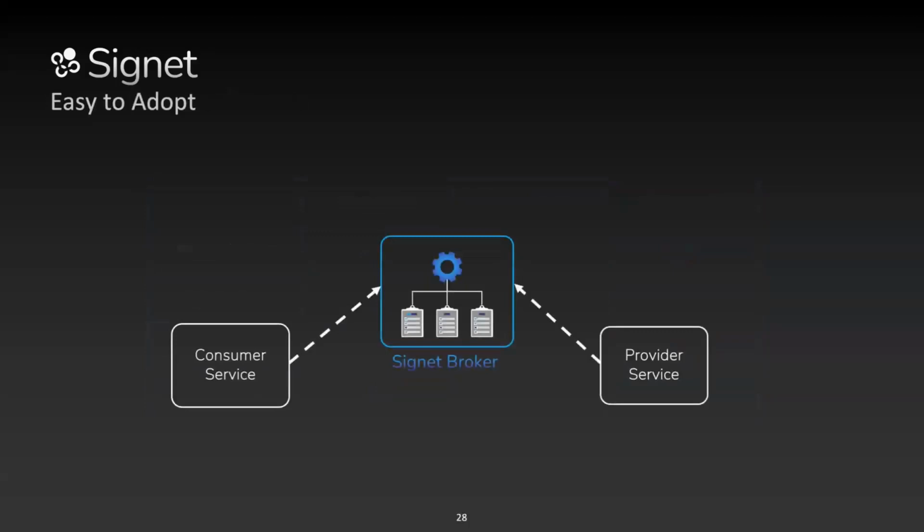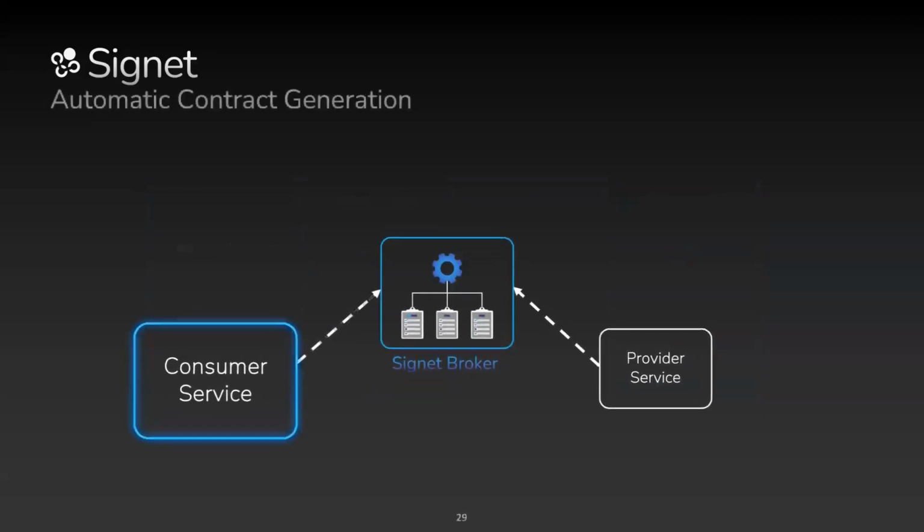Let's begin with ease of adoption. On the consumer side, Signet provides the capability to utilize existing service tests for the automatic generation of consumer contracts. Automatic contract generation offers the advantage of sparing developers from the time-consuming and error-prone process of writing new unit tests to get started with contract testing. This efficient process makes it easier to adopt contract testing and improves the overall development workflow.